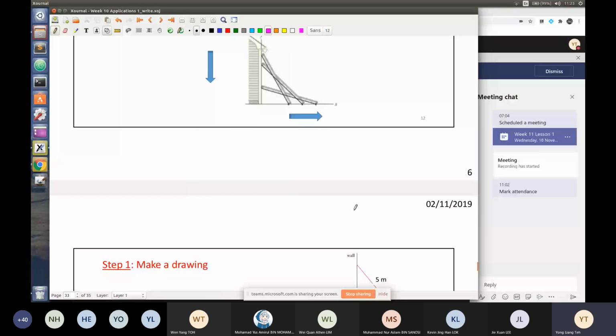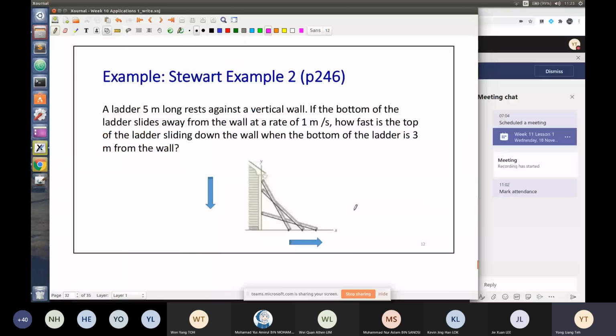We have a ladder that is 5 meters long and rests against a vertical wall. If the bottom of the ladder slides away from the wall at a rate of 1 meter per second, how fast is the top of the ladder sliding down when the bottom of the ladder is 3 meters away from the wall? Of course, you can observe here that as this end is moving towards the right, this point here is sliding downwards.